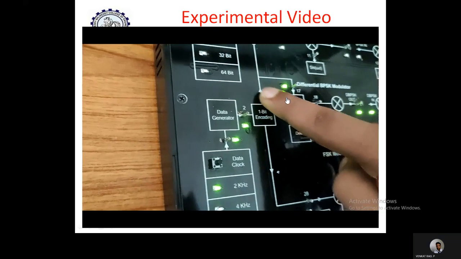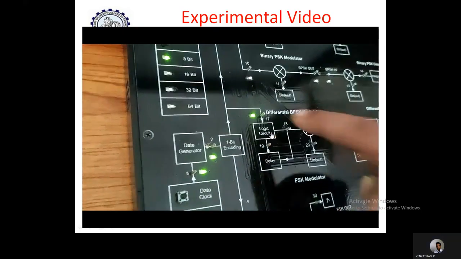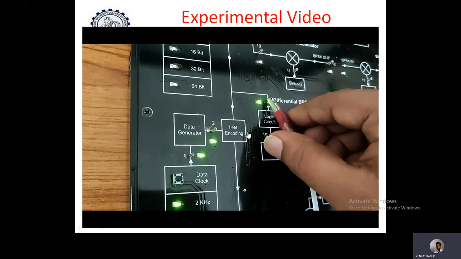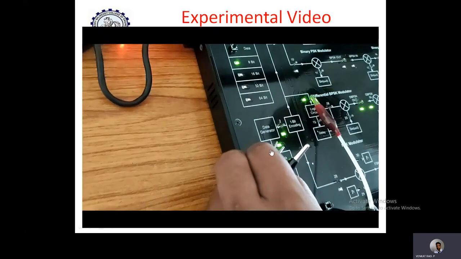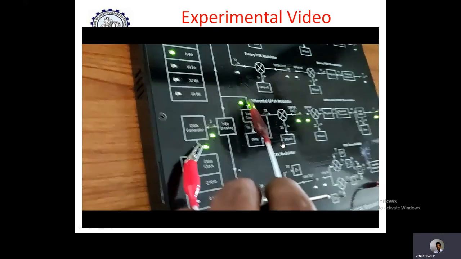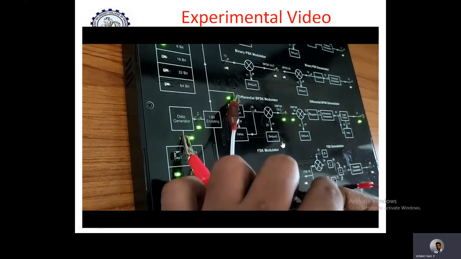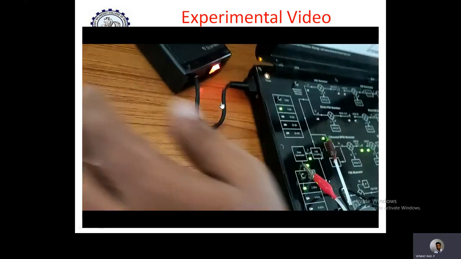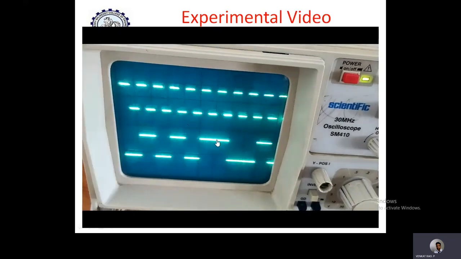Here, right? So I'm connecting the CRO probe here, and another CRO probe is connected to the clock in order to compare the data with the clock, and the remaining probe is connected to ground. So make the CRO in dual mode. One is connected to the clock, another one is connected to the data. So you can clearly observe with respect to the clock signal.